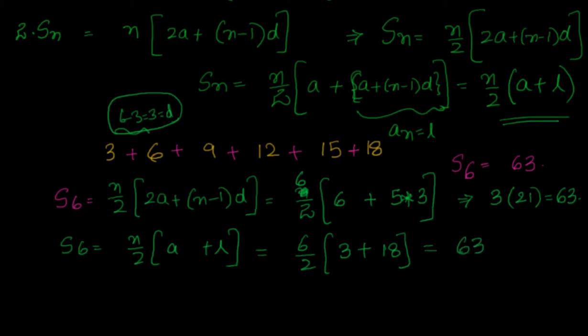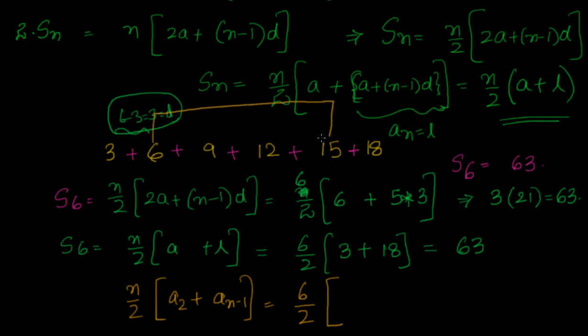Another thing you can observe is that it's not only equal to n by 2 into a plus l, that is also equal to n by 2 into a2 plus a of n minus 1. What's the meaning of that? Check this. 6 by 2 into, now instead of 3 and 18, I take 6 and 15. I can take 9 and 12. You see them, all of them add up to 21.